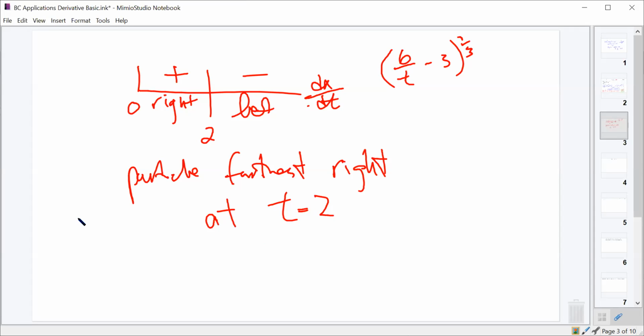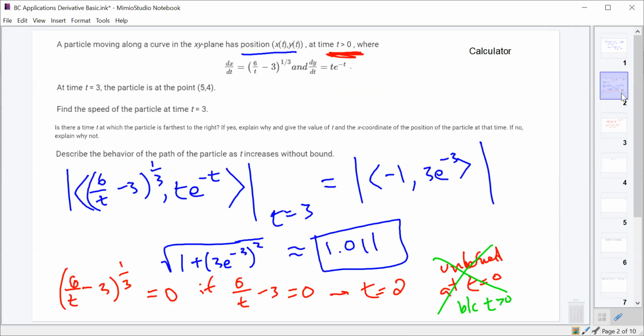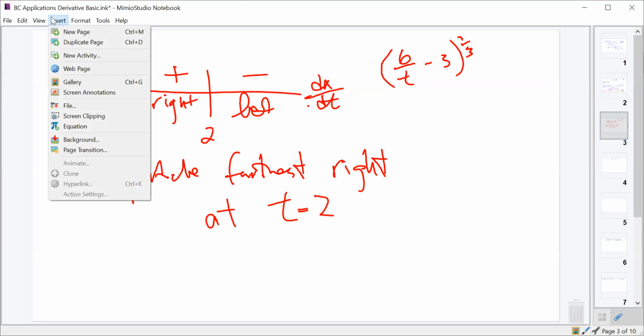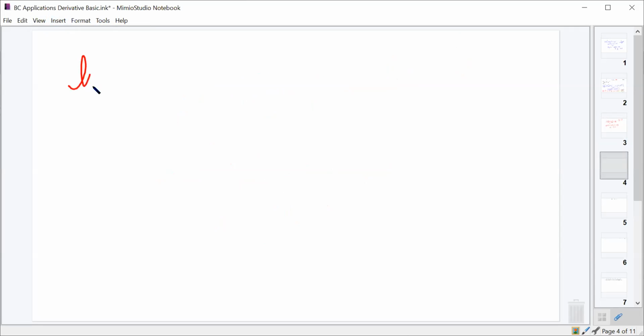Perfect. All right. So in the last part of it, what was the last thing it was asking us? It says, describe the behavior of the path of the particle as t increases without bound. So we're interested in what happens to the particle as t goes towards infinity, but all we're given is the derivative of x and the derivative of y with respect to t. So we're going to have to use that information and look at the limits as t approaches infinity.